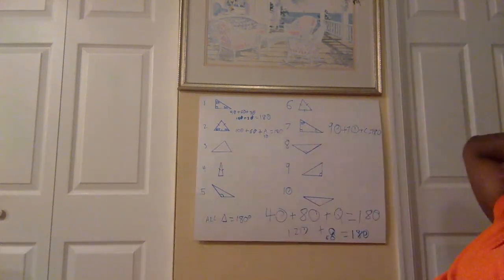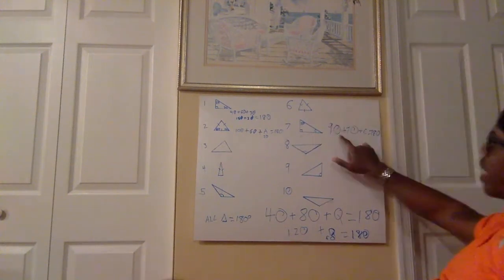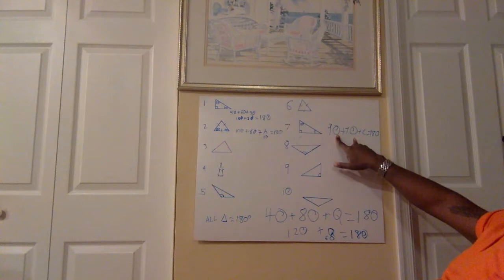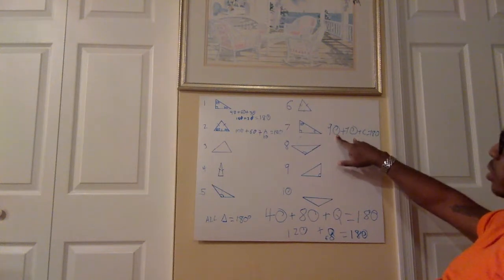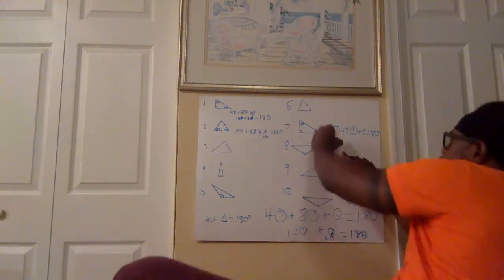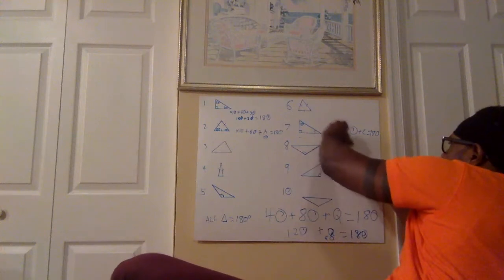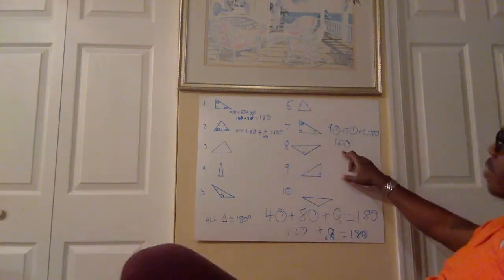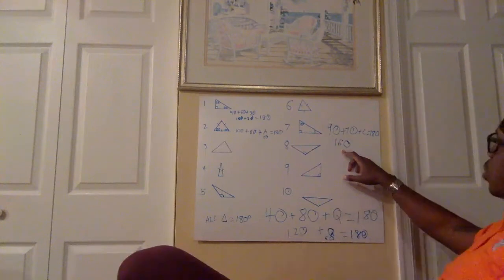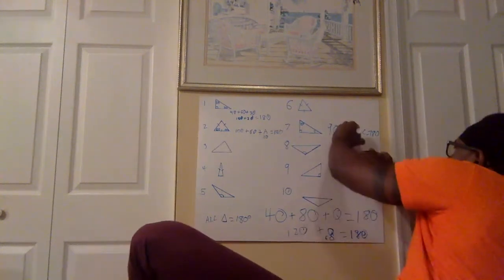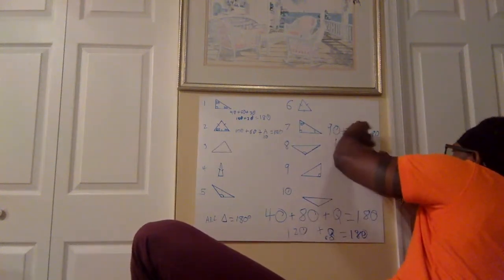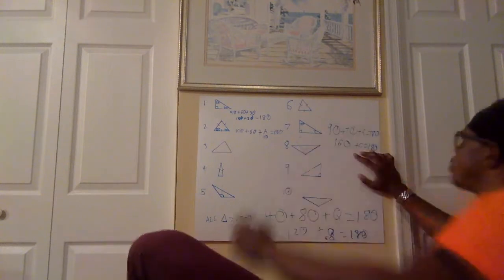70 plus 90, what would that be? I like to take away the zeros. 7 plus 9 is going to be 16. You just add back the zeros, so 160. So we know 160 plus C is equal to 180.